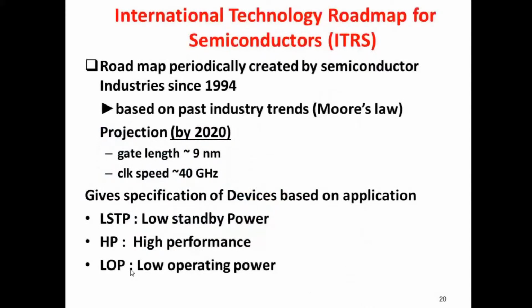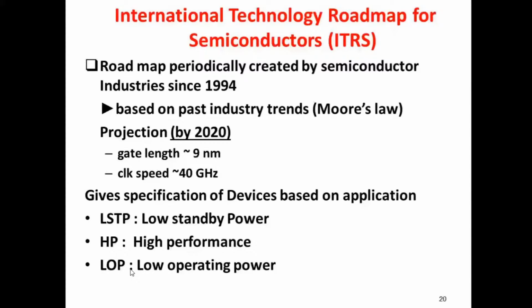ITRS has given us a roadmap periodically since 1994. This roadmap is based on the past industry trend, which is based on Moore's law. The projection for 2020 was that the gate length will become 9 nanometers and the clock speed will be around 40 gigahertz. In reality, we have achieved a gate length of around 15 to 10 nanometers and a clock speed of around 5 to 8 gigahertz.